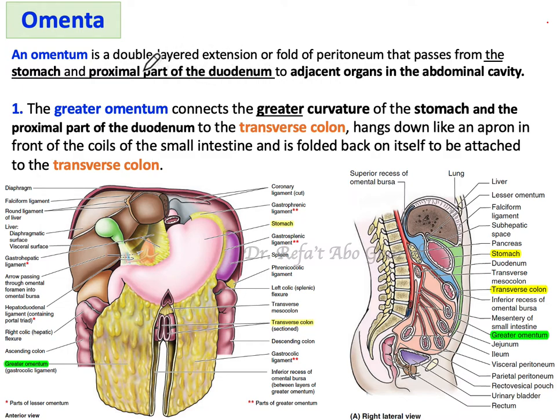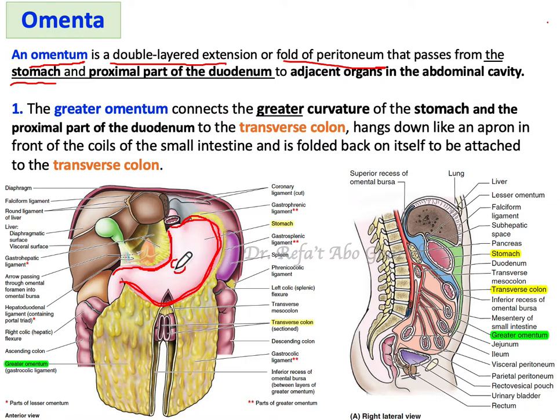What's the omentum? When we say omentum, we have to remember the stomach. It's a peritoneum, a double layer of peritoneum that passes from the stomach. For example, this is the stomach, and you can see this is the greater curvature of the stomach, and this is the first part of the duodenum. And this is the lesser curvature. We know that the stomach has a greater curvature, as you see here, and it has a lesser curvature.